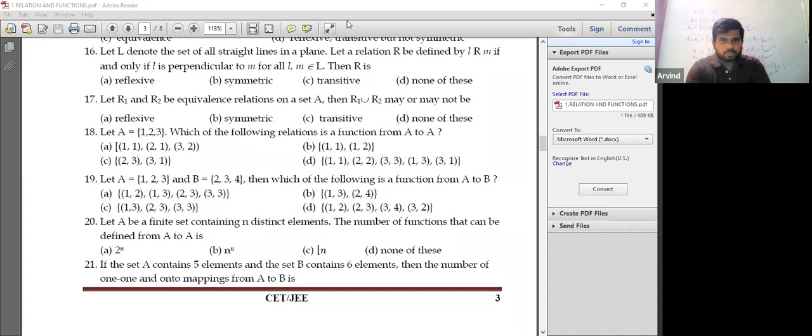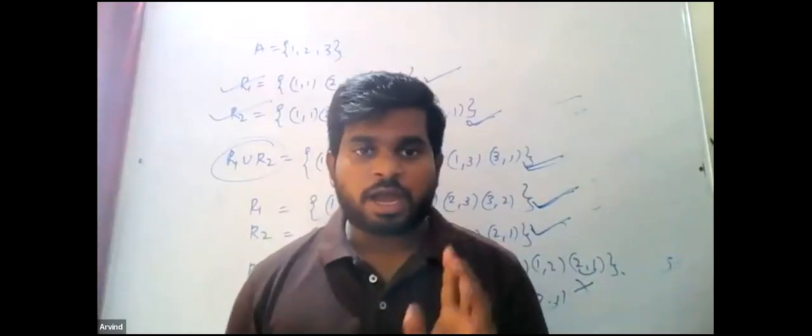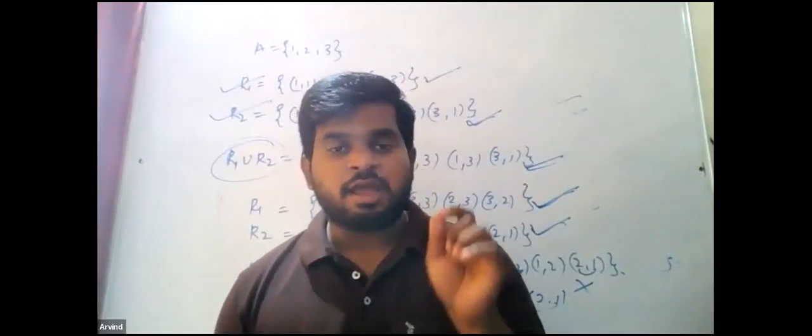Okay, let's go to the 18th one. Let A be equal to 1 to 3. Which of the following relations is a function from A to A? They're not asking about a relation, they're asking about functions. I hope you guys know what a function is. Function from A to B.